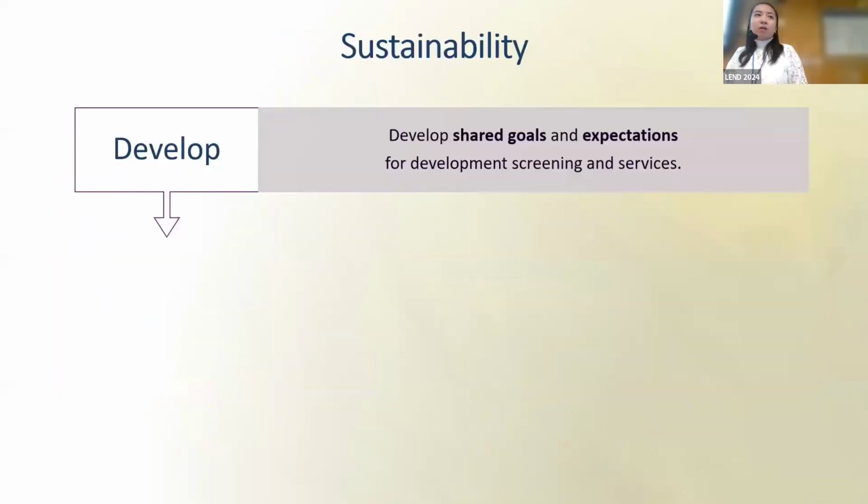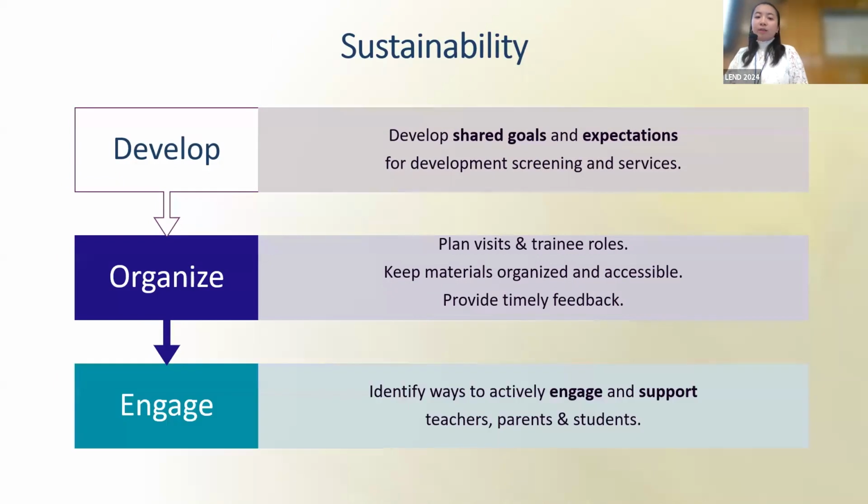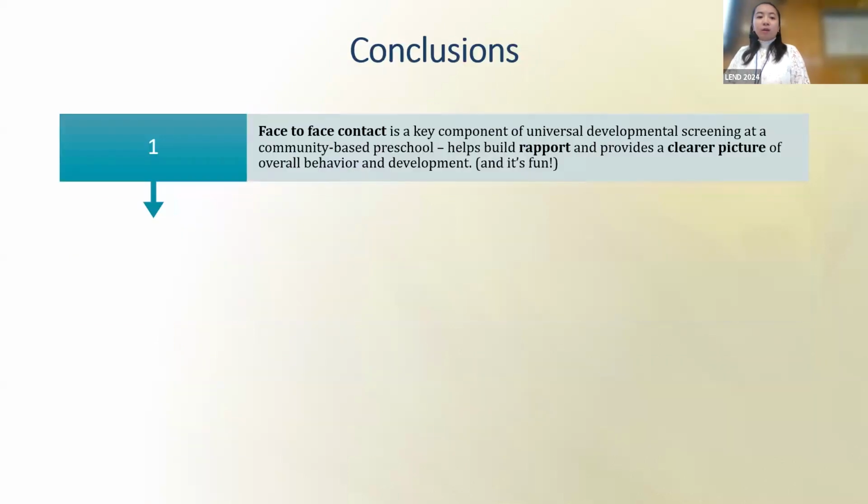So overall, to improve sustainability, it's important to develop shared goals and expectations for developmental screening and services. It's also important to be very organized, such as planning visits and training roles, keeping materials organized and accessible, and providing timely feedback. Lastly, it's very important to identify ways to actively engage and support teachers, parents, and students throughout the screening process.